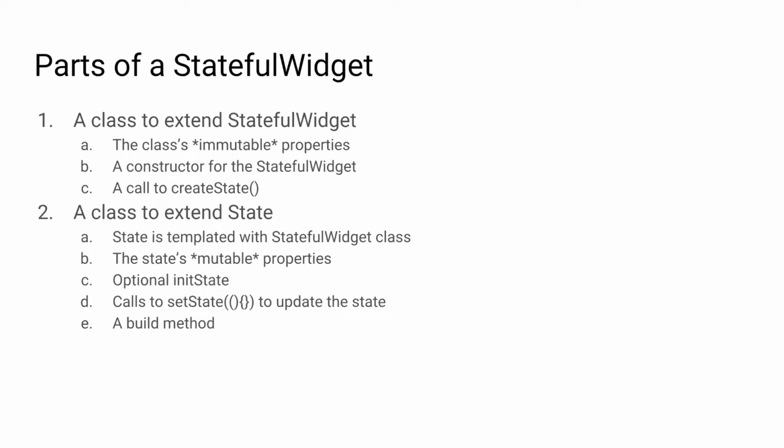So the first part is a class that extends stateful widget. So it's the stateful widget subclass. And that stateful widget subclass has immutable properties, which is a little bit confusing because it's a stateful widget. How could it have immutable properties? I'll explain that in a moment. The second part is it has typically a constructor to set those immutable properties. And then there's a required call to create state.